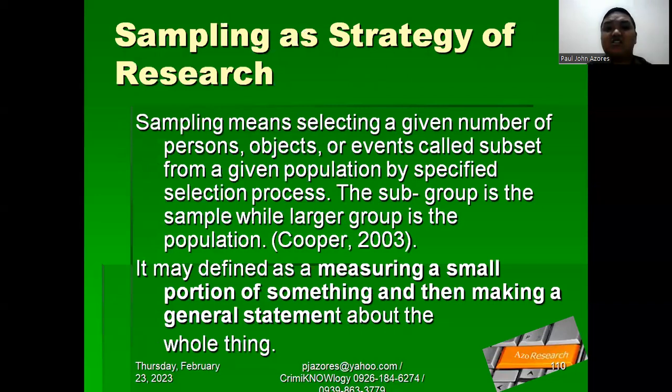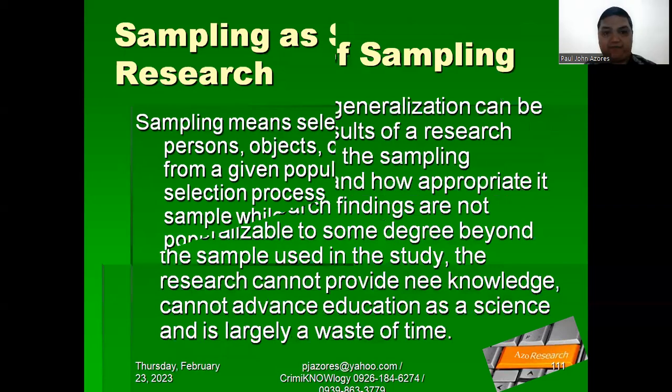Now we have sampling strategies. First, sampling means selecting a given number of persons, objects, or events, called a subset, from a given population. Ibig sabihin, a portion or a subset ng buong population mo, ang tawag doon ay sampling, also called the subgroup ng larger population natin. It may be defined as measuring a small portion of something and then making a general statement. Buong population, kukuha ka ng subset, ng portion, yung nakuha mo sa kanilang data, you can make a general statement out of the result gathered from your sample.